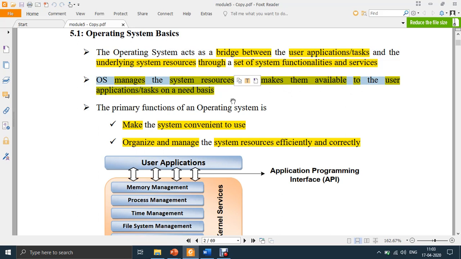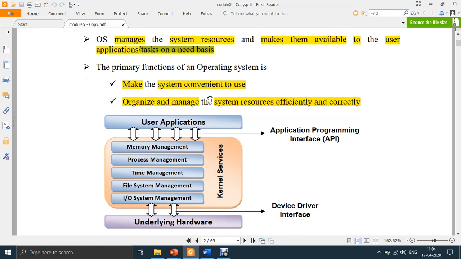The first thing is that it will manage the system resources. Manage, as I told, means it will overlook or supervise, similar to a manager. It will segregate the resources and organize them, let's say, in the form of a list, and it will keep track of which resource is free, which resource is occupied, and whether the resource is available at the current time. If it is available, it will allocate it to an application which needs it.